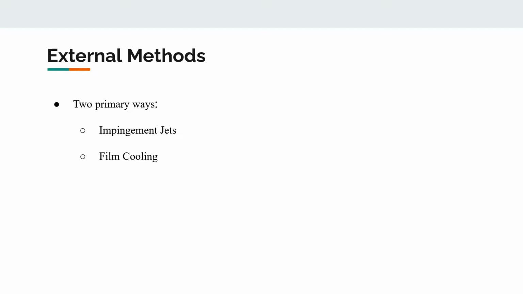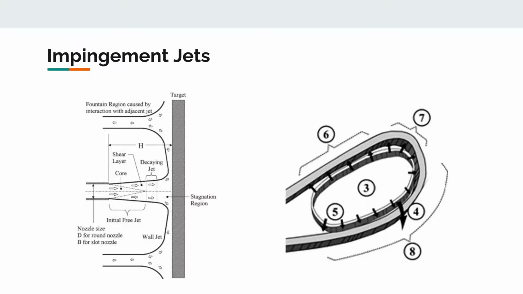For external methods, there are two I'll be talking about, which are the primary methods in modern engines: impingement jets and film cooling. The jet impingement technique is a cooling technique where the coolant impinges on the hot surface, creating stagnation point flow and a consequent wall jet. Jet impingement channels consist of holes machined on insert plates inside the hollow blades throughout the span, which is illustrated on the picture to the right.